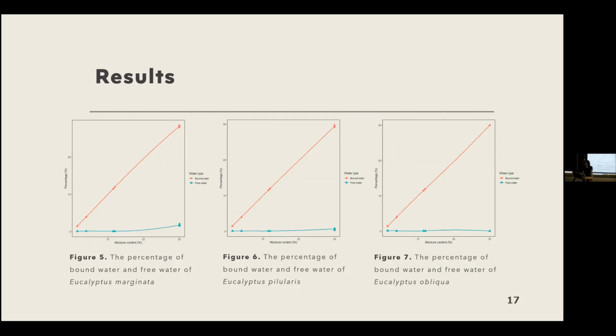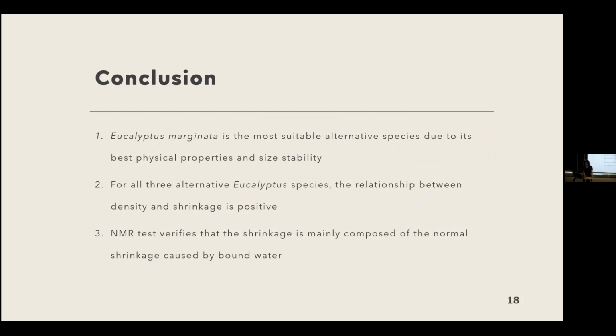On the contrary, with the increase of moisture content, the increase of the amount of groundwater is noticeable. As a result, the positive relationship between density and shrinkage could be attributed to the normal shrinkage caused by groundwater.